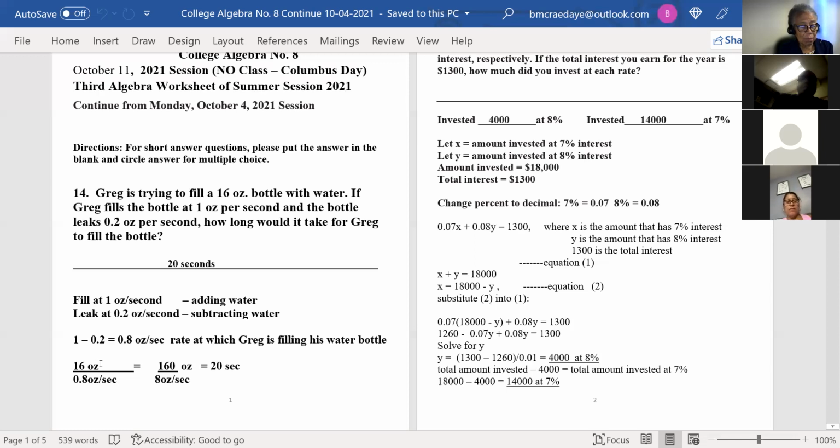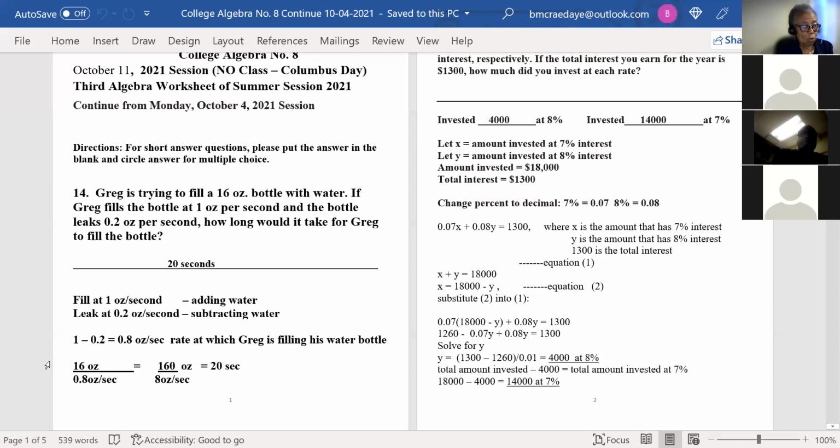So now you can just do a ratio and proportion, or you could actually divide the total of the bottle, 16 ounces, by the rate. So the total by the rate, 16 ounces over 0.8 ounces per second. I just moved the decimal point over one place, so 16 becomes 160, and in the denominator 0.8 becomes 8. Then when you divide 160 ounces by 8 ounces per second, you get 20 seconds. That's how long it would take for Greg to fill the bottle. Any questions on 14?